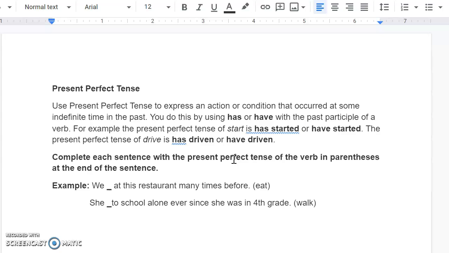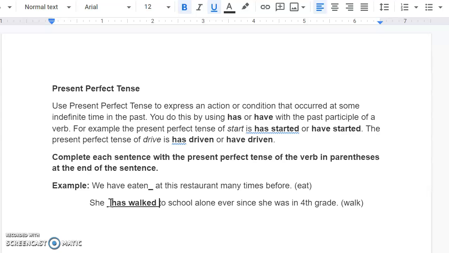So let's look at our examples here. First one says, we blank at this restaurant many times before. Well, I can see it's an irregular verb, eaten. We're not going to say we has eaten because of the word we, so we're going to say we have eaten at this restaurant many times before. Looking at the second example, it says she blanked to school alone ever since she was in 4th grade. Walk's a regular verb, so that's going to end in ed, and it's she, so we're going to say she has walked to school alone ever since she was in 4th grade. That's it, present perfect tense. Pretty simple, has or have plus the past participle of the verb.